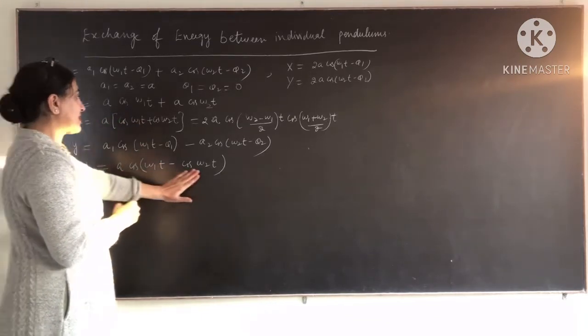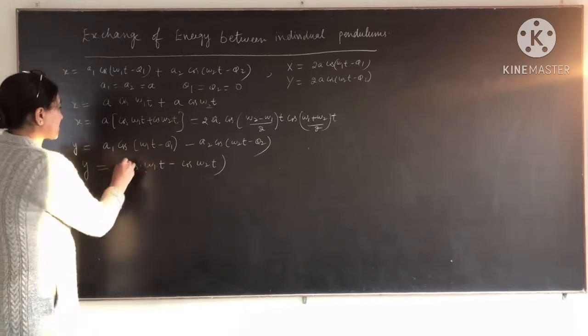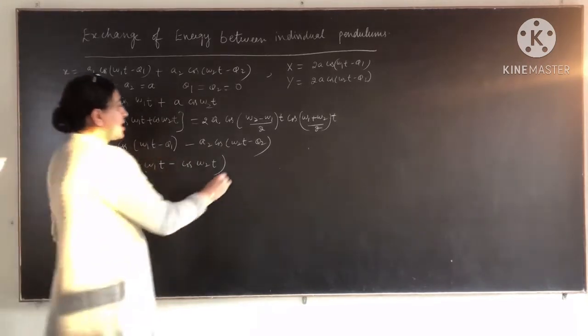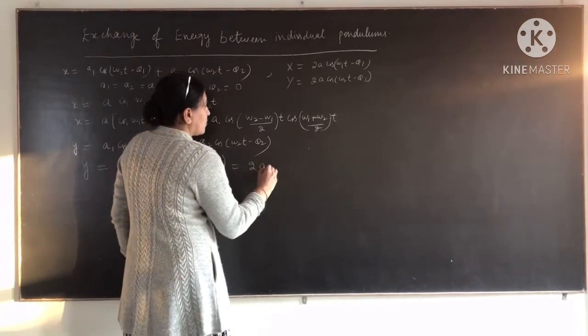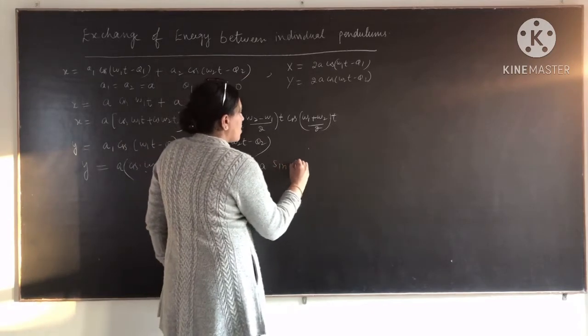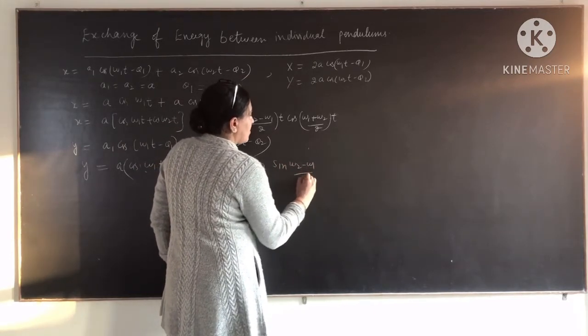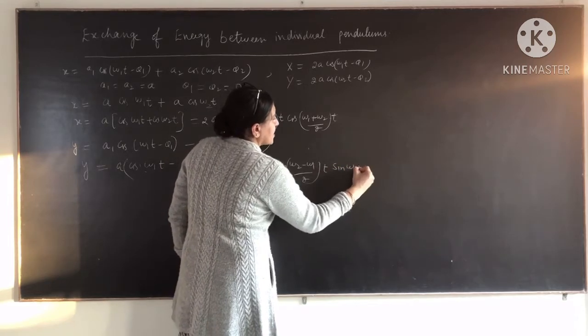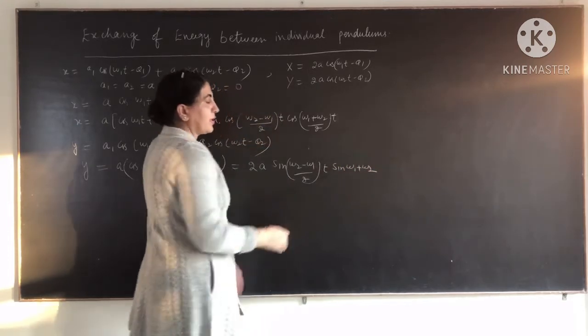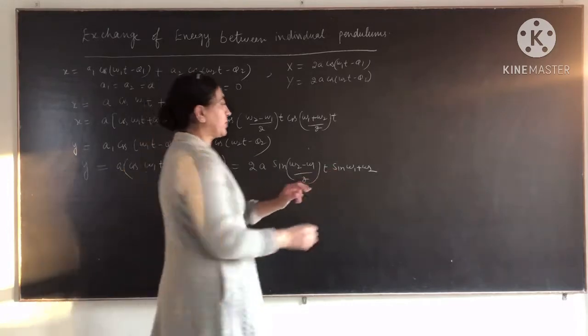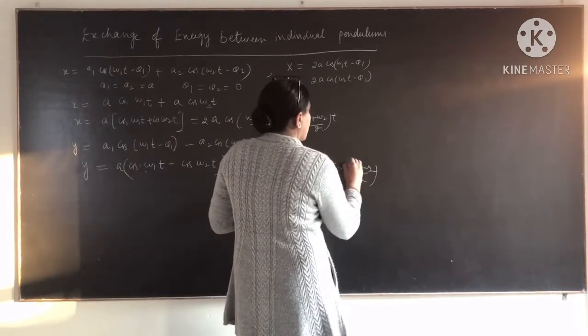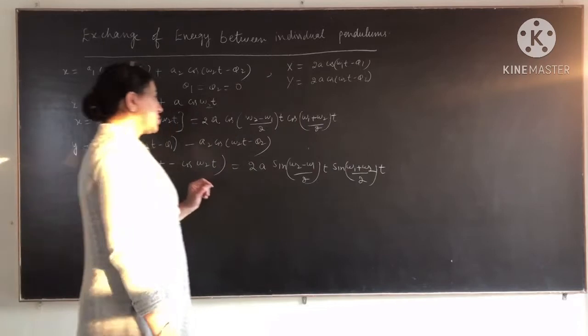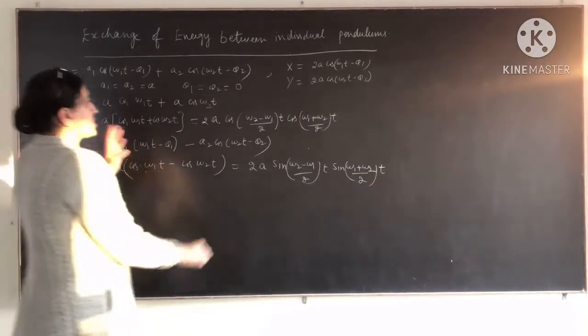Now for cos C minus cos D, we can write 2a sin of (omega 2 minus omega 1)/2 t times sin of (omega 1 plus omega 2)/2 t. We know this formula, so I write it directly. You can also write omega 2 plus omega 1 by 2; both are the same. Clear? So these are the equations, take it.